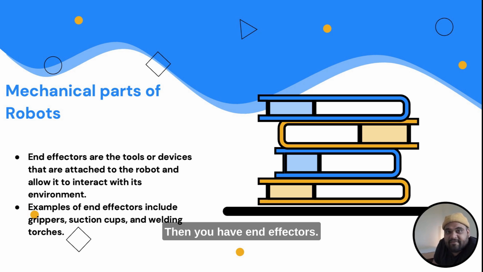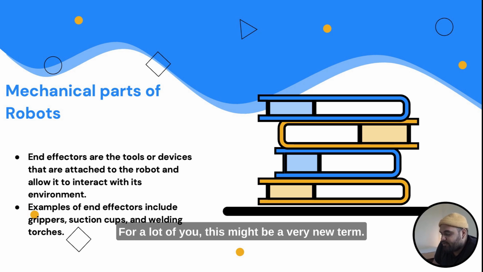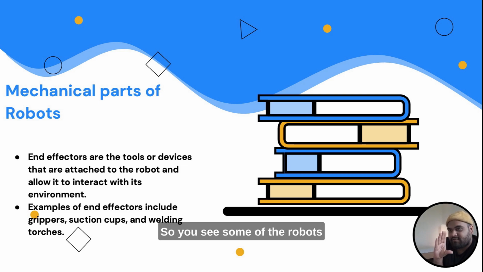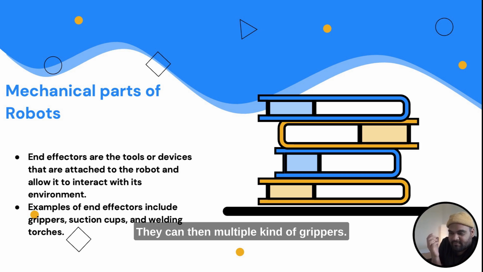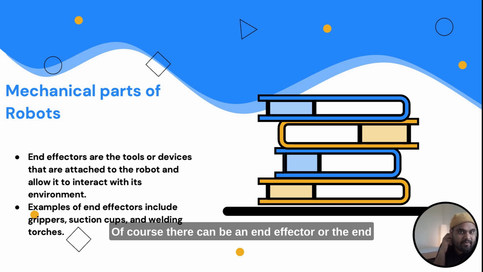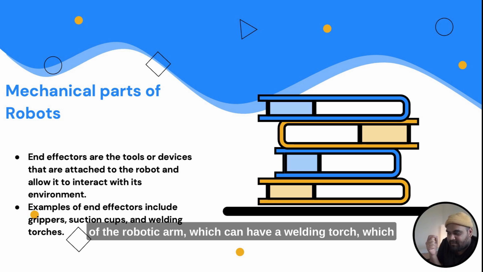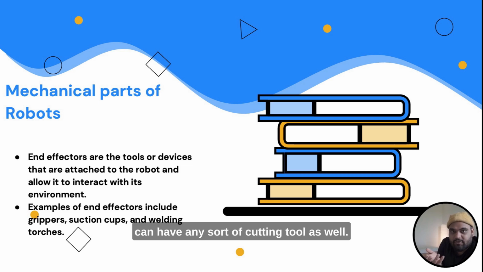Then you have end effectors. For a lot of you, this might be a very new term. End effectors are generally referred to as grippers. You see that some of the robots have a gripper which grips things. These grippers are known as end effectors. There can be multiple kinds of grippers, of course. The end of the robotic arm can have a welding torch, a suction cup, a torch, or any sort of cutting tool as well. And this can vary in different applications.